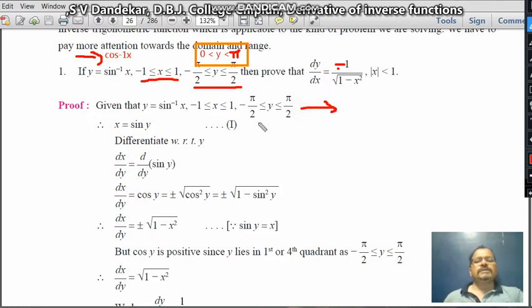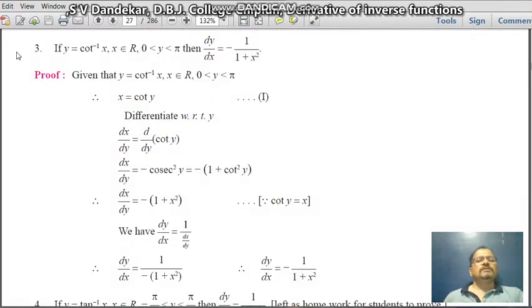This line is as it is, we differentiate with respect to y. Dx by dy is derivative of cos y with respect to y. Now derivative of cos y is minus sin y, and so there is a change, and using that change we can prove that dy by dx is equal to -1 upon under root 1 minus x square. The third one we are going to study is y is equal to cot inverse x, its derivative. For this the domain is x belonging to the set of real numbers, and y the range is from 0 to pi. Then its derivative dy by dx is -1 upon 1 plus x square.